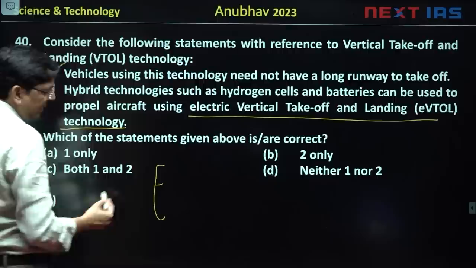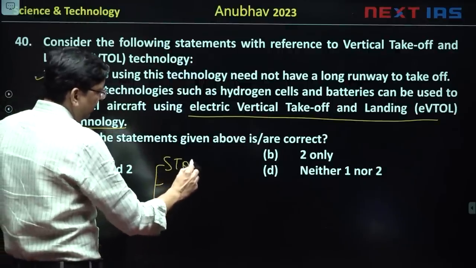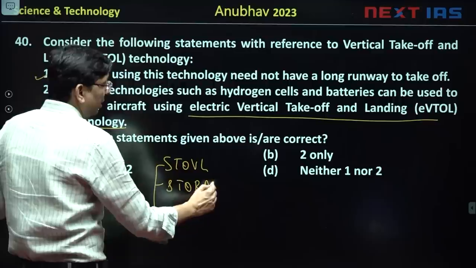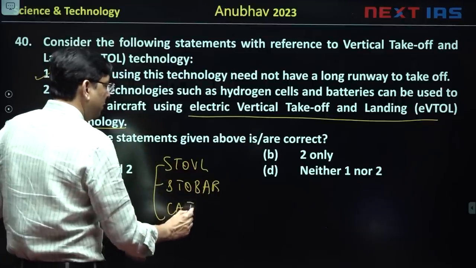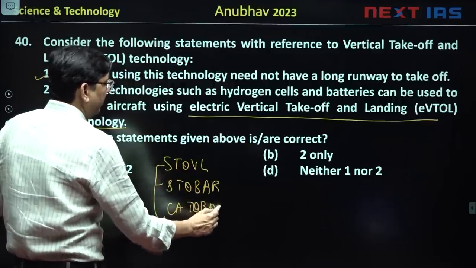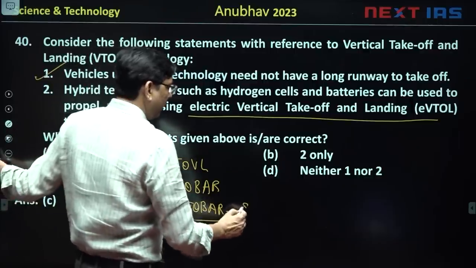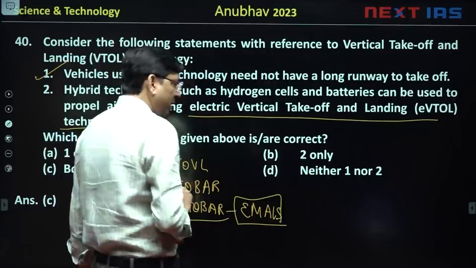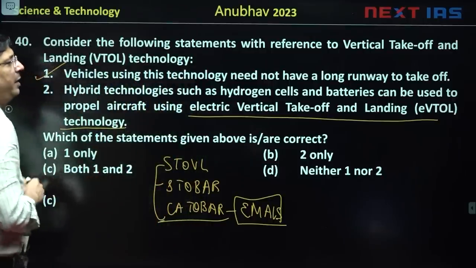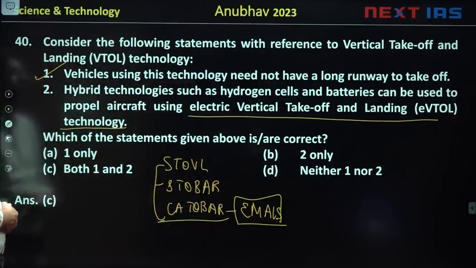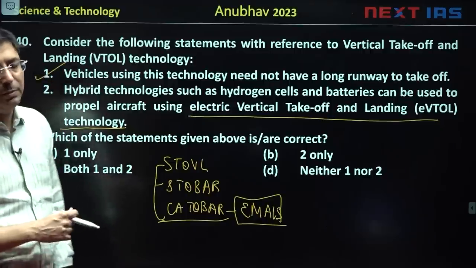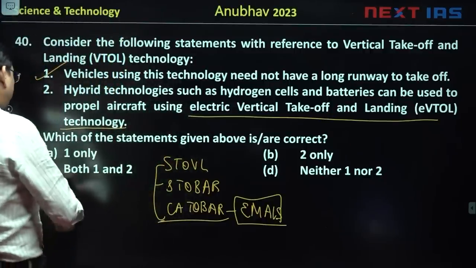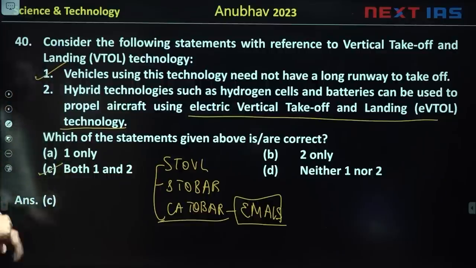If we see the aircraft carriers, we have STOVL, short takeoff, vertical landing. Then we have STOBAR, short takeoff but arrested recovery. We have CATOBAR, catapult takeoff but arrested recovery. CATOBAR requires EMALS, the electromagnetic aircraft launch system. This is the most advanced one. Similarly, here we can have electric vertical takeoff and landing, with the electricity coming from hydrogen cells and batteries for that purpose. So, question number 40, answer is C.